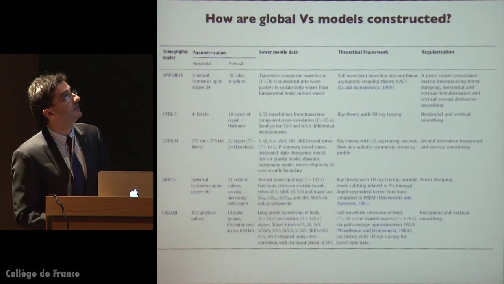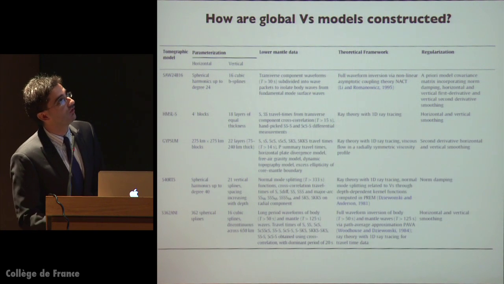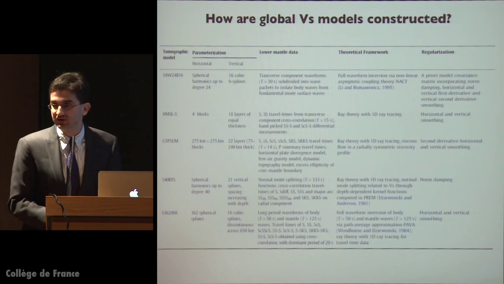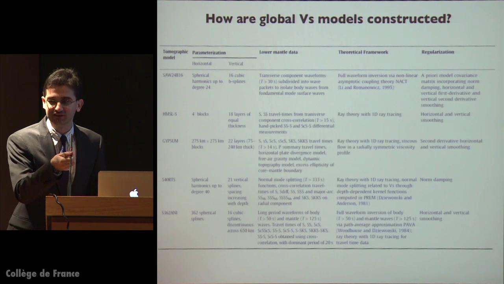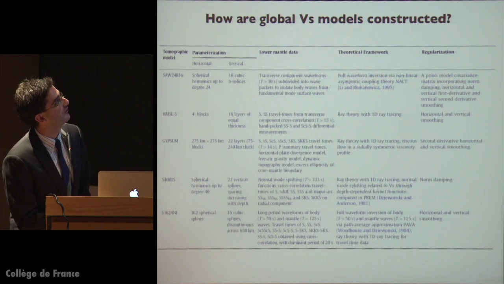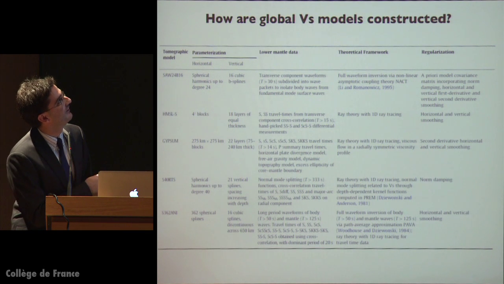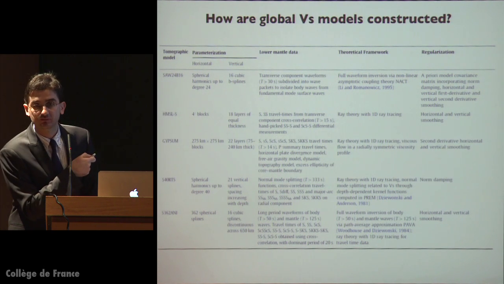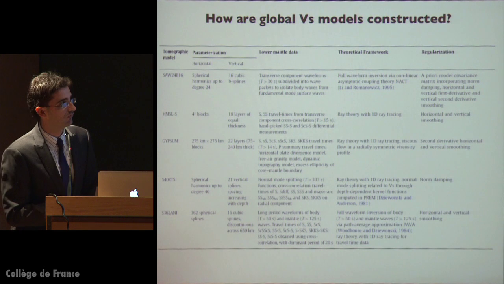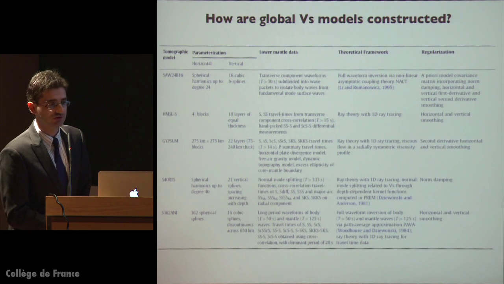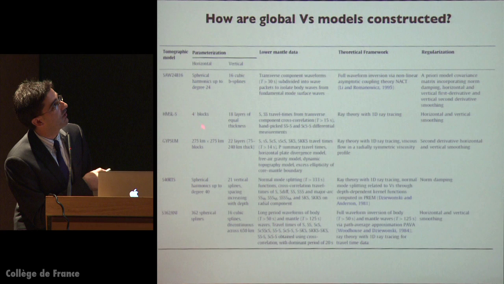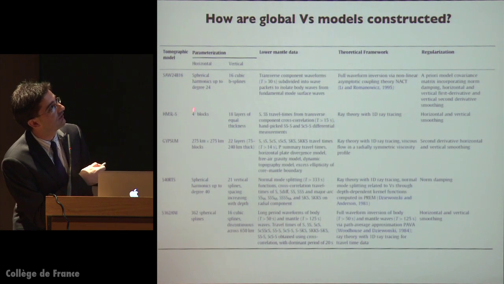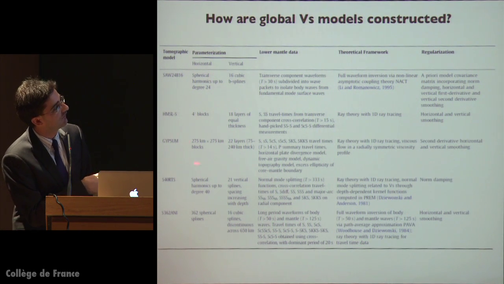So let's take a look at how these global VS models are constructed. Here you really have to go back in the papers, and then you notice all the things you forgot to put, or the other authors forgot to put. Some of the models are parameterized physically, and all these models are inverting for shear velocity perturbation. Some models are parameterized in spherical harmonics, some are in spherical blocks, some are in other kinds of spherical blocks, and some are in spherical splines.